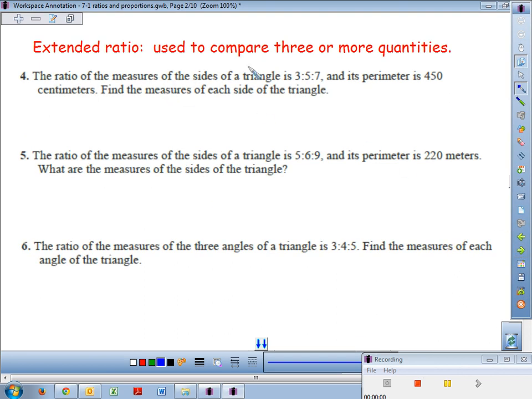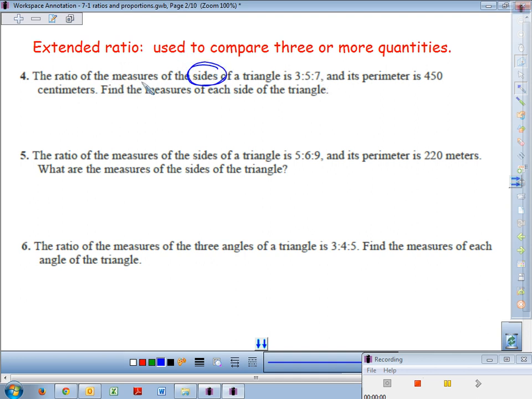An extended ratio is used to compare 3 or more quantities. So the ratio of the measures of the sides of a triangle is 3 to 5 to 7. That's how they relate to each other. There's a common multiplier between all of them, which is what we're going to find. One side is 3 times that, another side is 5 times that, and another one is 7 times that. But make sure you read the magic word here.